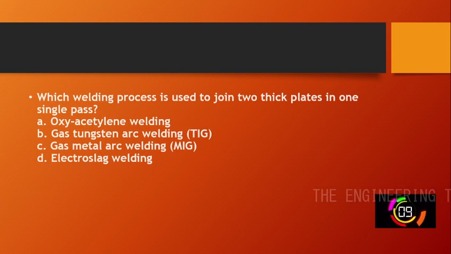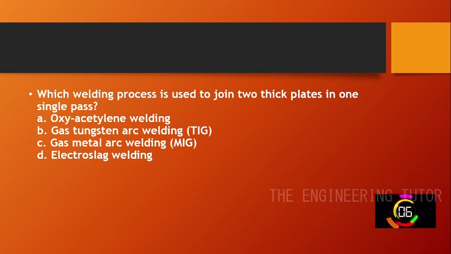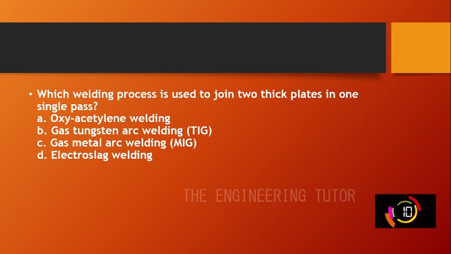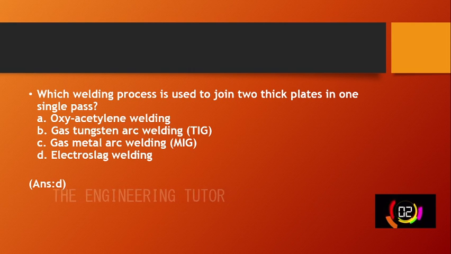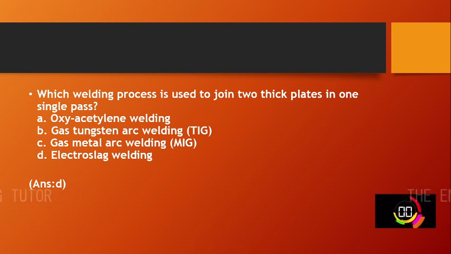Which welding process is used to join two thick plates in one single pass? We will be using electroslag welding. So we can weld very high thickness plates with the help of electroslag welding. All other welding processes will mainly be used for thin metal. Gas metal arc welding is for normal thickness metal. For electroslag welding, we can go for larger thickness plates.